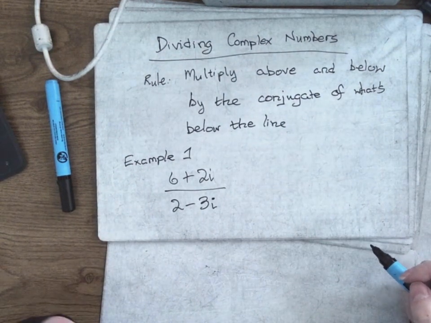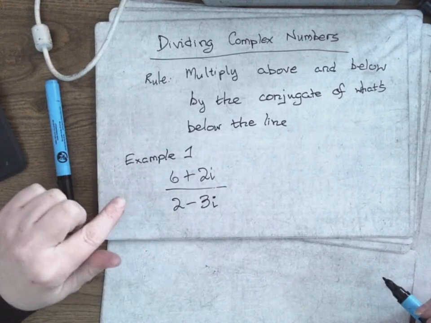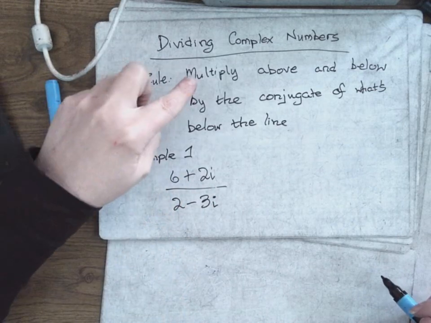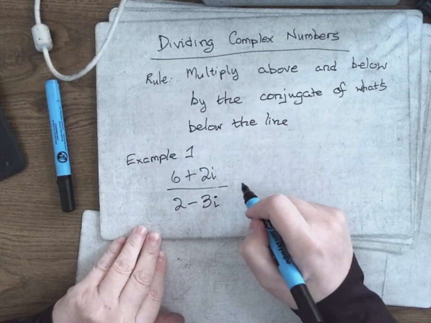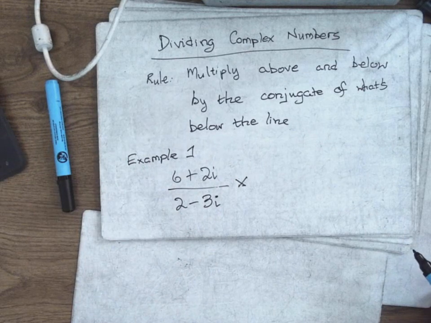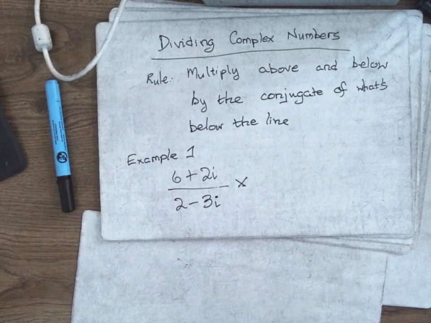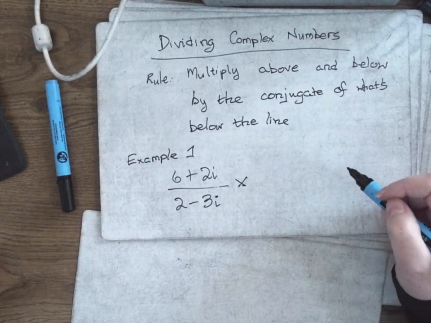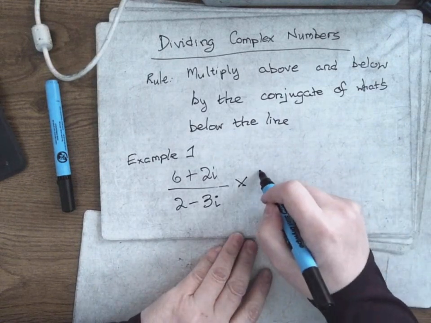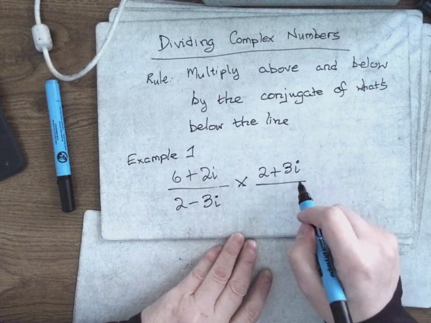Okay, this is a division. So I have 6 plus 2i over 2 minus 3i. That means 6 plus 2i divided by 2 minus 3i. The rule is you multiply above and below, so above the line and below the line, by the conjugate of what's below the line. So what's below the line? 2 minus 3i. So what's the conjugate of 2 minus 3i? 2 plus 3i. So you multiply above the line by 2 plus 3i, and you multiply below the line by the exact same thing.